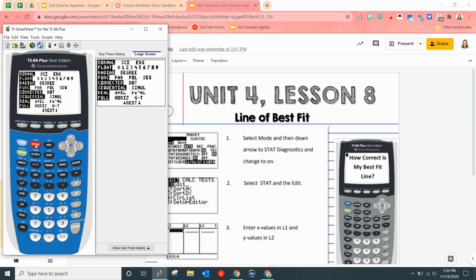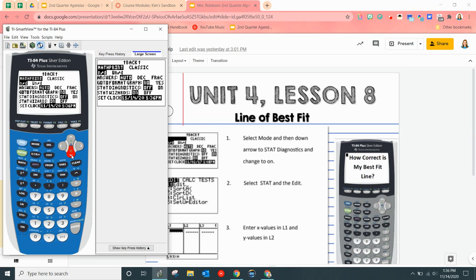Then you're going to go all the way down until you get to Stat Diagnostics. Now, you're going to have to arrow down quite a bit. And don't stop, because look, you can keep going down. And now I see here I am on Stat Diagnostics. I'm going to want to arrow over and hit Enter to turn that on. If that's not on, it won't tell you the correlation coefficient.